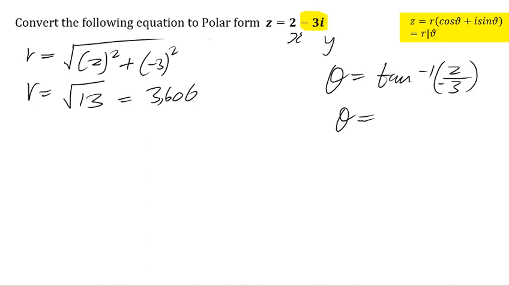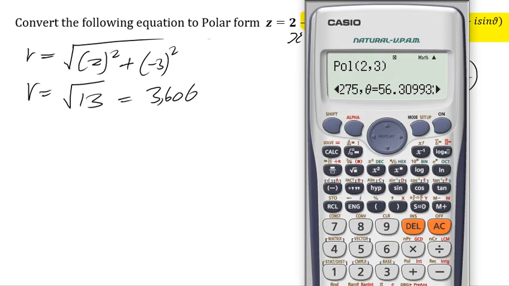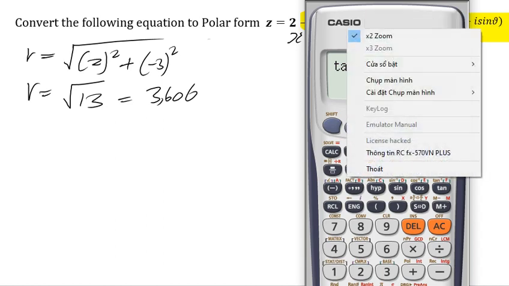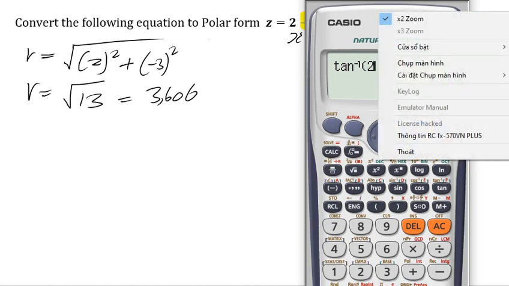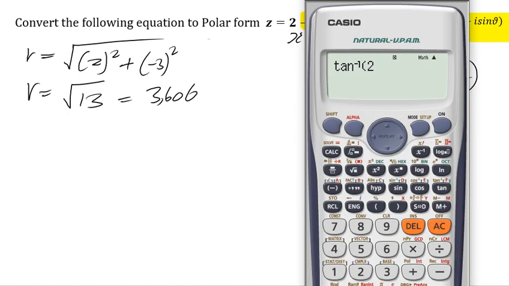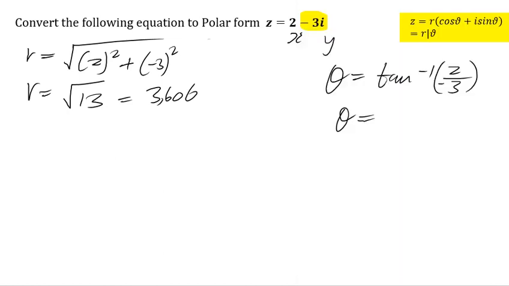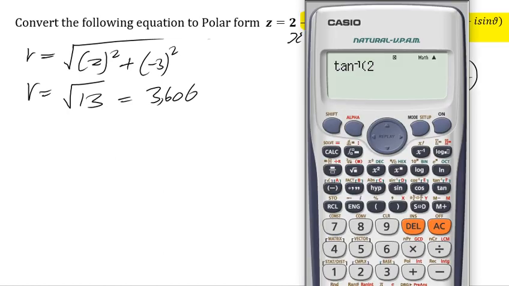Now your theta will be affected by the minus. So let's do that. We're going to say arctan 2 over minus 3. Let's shift the calculator a little bit up. Okay, it's fine. So we're going to say 2 over minus 3. Then you press the equal sign. You see?